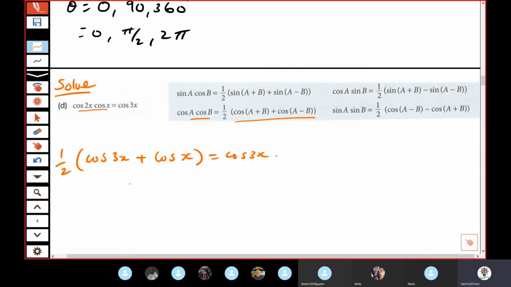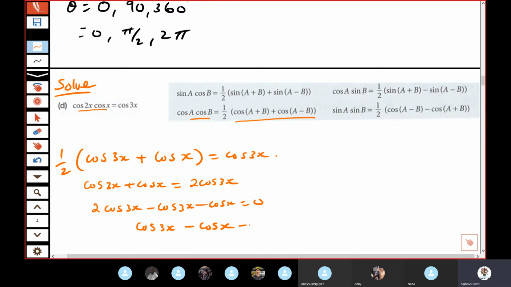And then we should have, I guess I would have multiplied by 2. So cos 3x plus cos x equals 2 cos 3x. Brought everything to one side. So that becomes 2 cos 3x minus cos 3x minus cos x equals 0. And now we're up to this line, which probably isn't any better. But at least now we've got everything to one side and we've only got 3 and 1. Again, any questions before I continue?